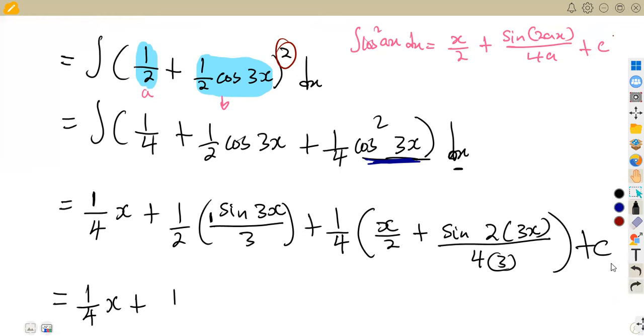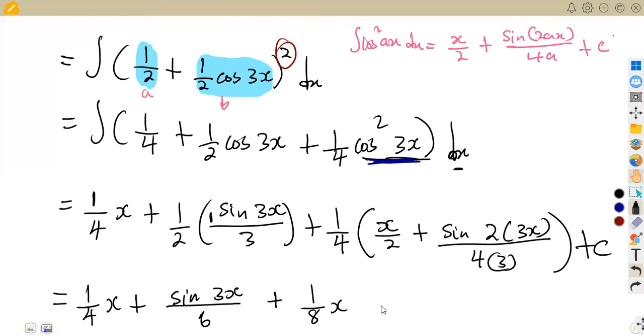Just multiply the numerators together, guys, okay? Numerators together, you get what? Sine 3x. 1 times sine 3x is sine 3x over 2 times 3, which is 6. Just like that, you're done. You move on, plus you multiply here, 1 over 4 times 1 over 2, which is going to be 1 over 8. So this will be 1 over 8x.